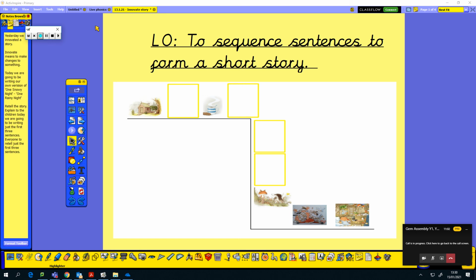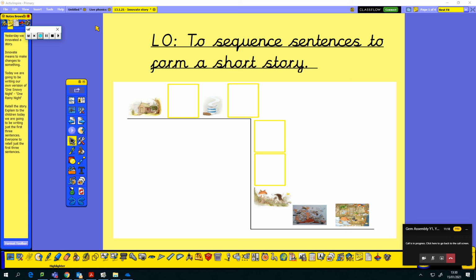Good morning, Year 1. Yesterday we innovated a story. Innovate means to change something. Today we are going to start writing our innovated story of One Snowy Night.